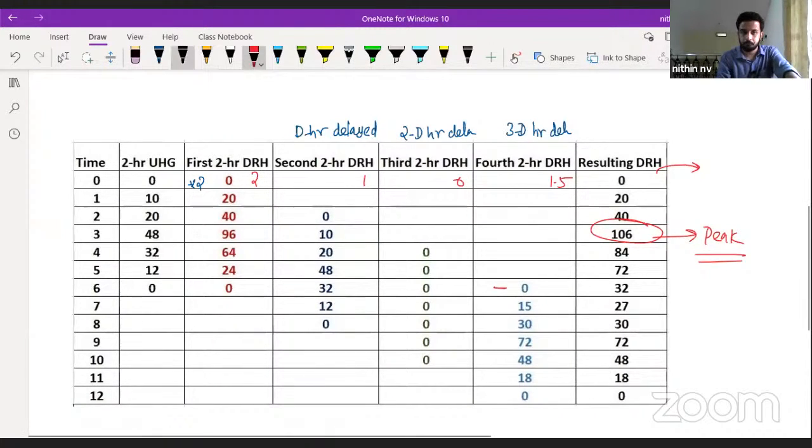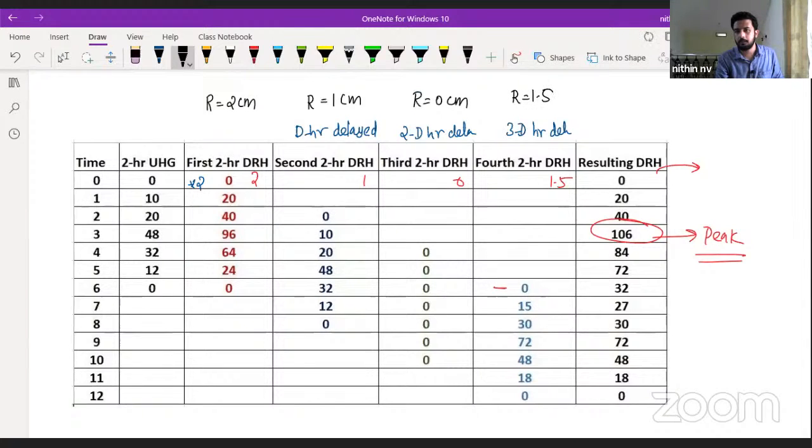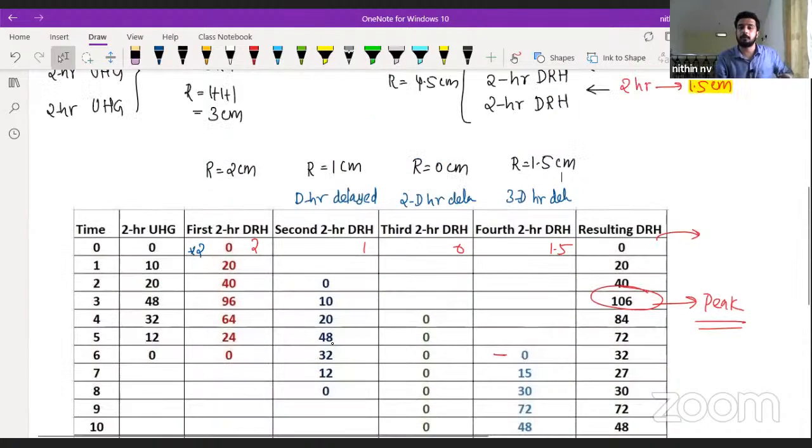Now see, either they can give it like this directly: the runoff is equal to 2 centimeter, runoff equal to 1 centimeter, then the last one is 1.5 centimeter. The same thing they can also give, instead of giving you directly the value of runoff, they can give the effective rainfall intensity. What do you mean by effective rainfall? Runoff. Can you tell me what is the effective rainfall intensity in this 2 hour?